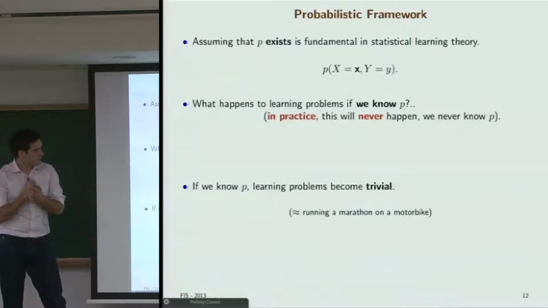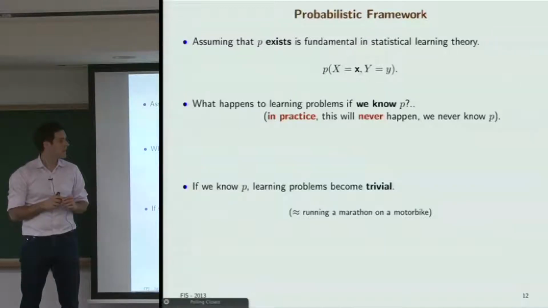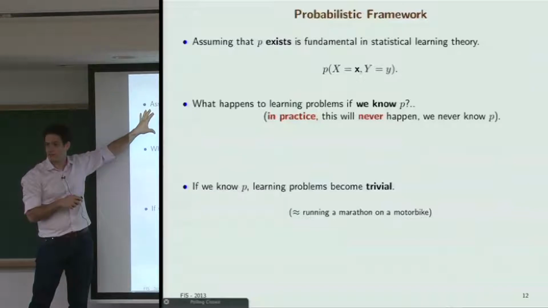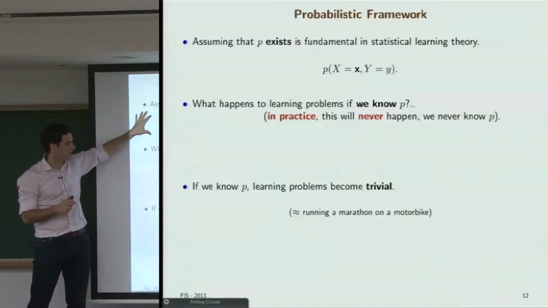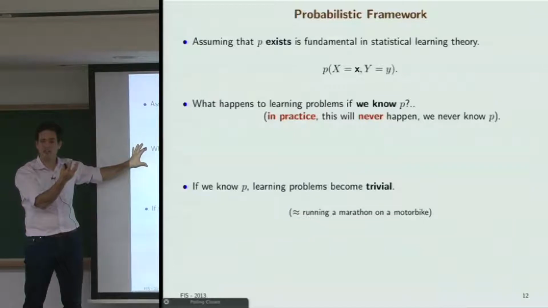So the idea of the 10 or 20 next slides is that we assume that this exists, okay? That there's such a probability that's ruling the relationship. What would happen if we knew it, actually? So knowing that something exists and actually having access to it are two different things. What would happen if we knew it?